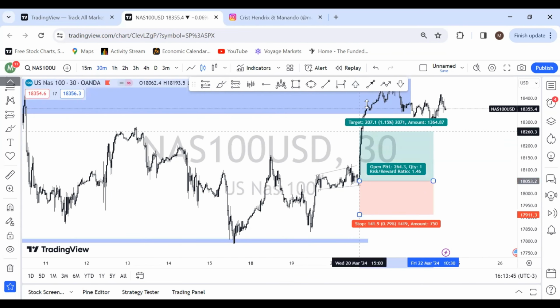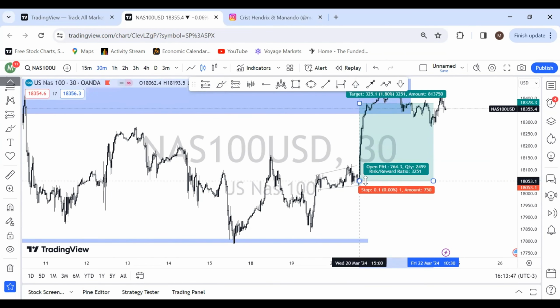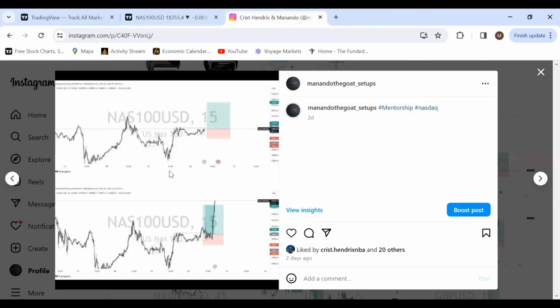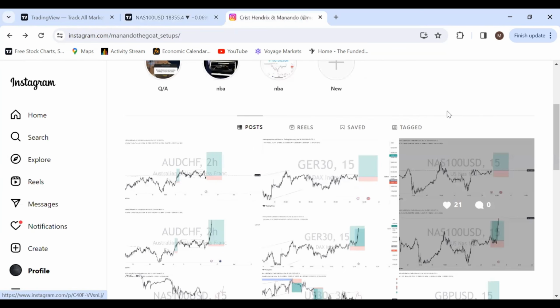So there would have been a nice 1 to 8, almost 1 to 9. And that's technically the setup that we had for Nasdaq. Very simple, nothing complicated. That's how you would have capitalized off that one.